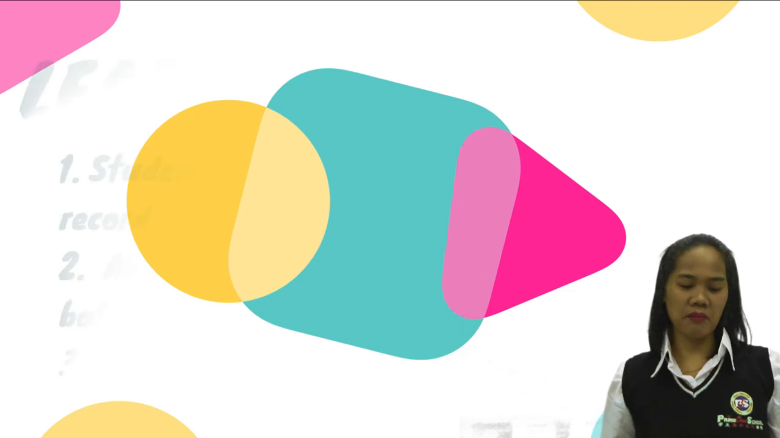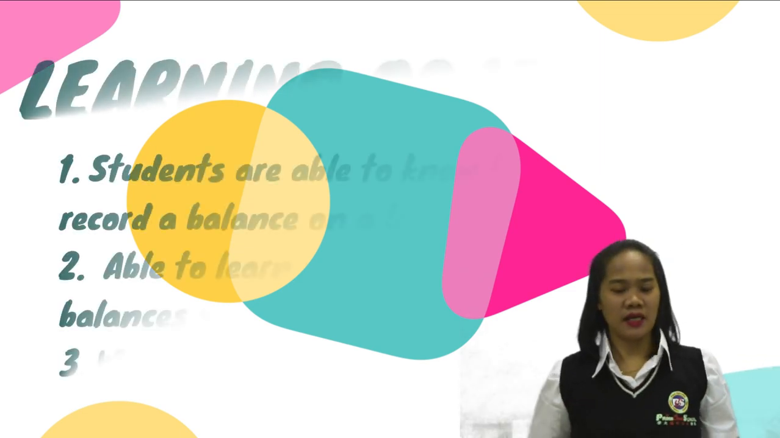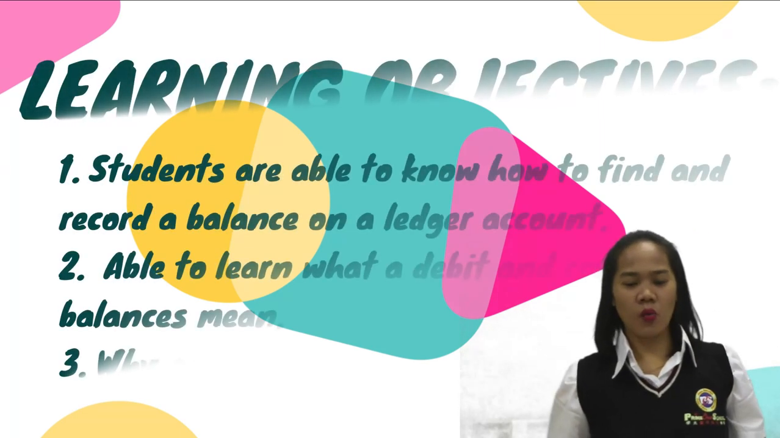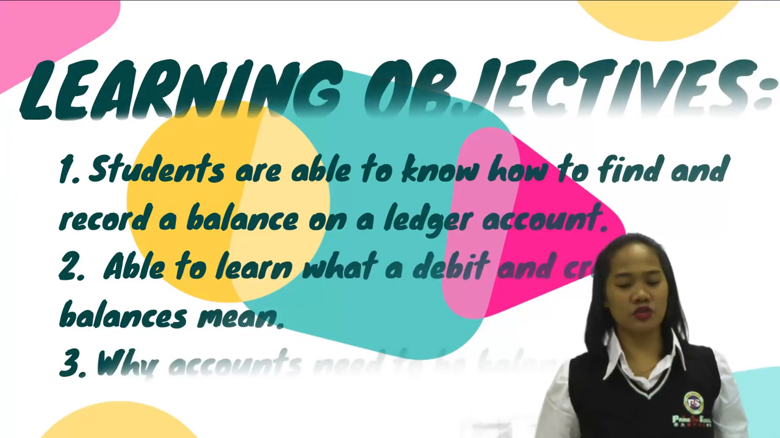In this topic, the learning objectives are how to find and record a balance on a ledger account, and what debit and credit balances mean. The first question is, why do accounts need to be balanced?